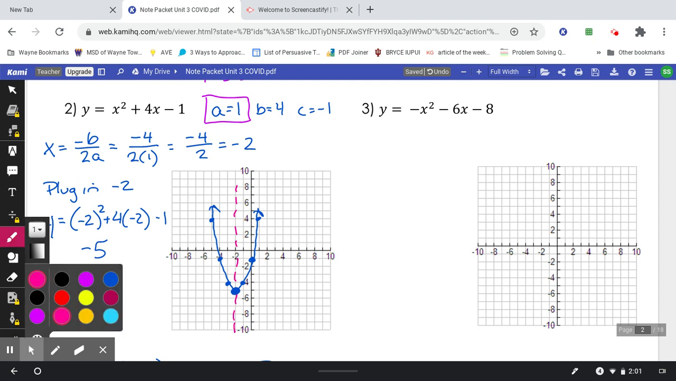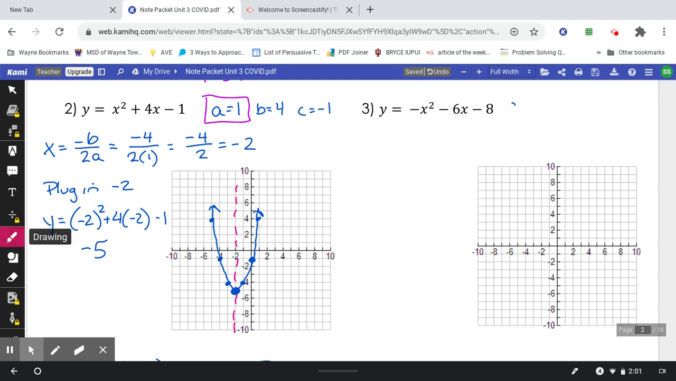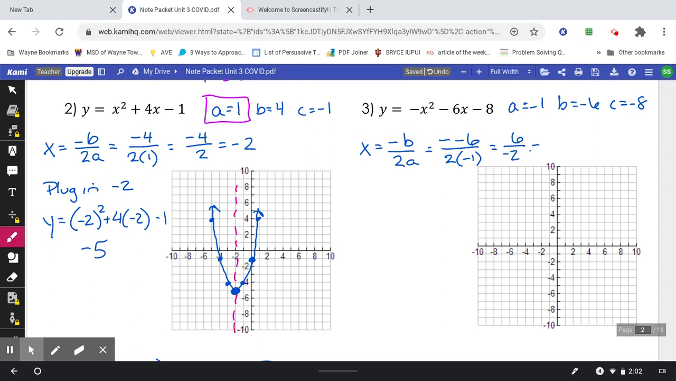All right, our next problem does have a negative right in front of it. So that's going to mean that my A is negative 1. My B is negative 6, and C is negative 8. We're going to start by using our equation, negative B over 2A. Be careful here, you have a double negative, the negative from the formula, and then the negative on the 6. That gets me a positive 6 divided by negative 2, which gets me a negative 3.